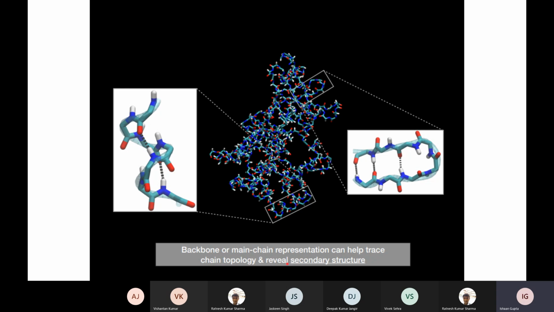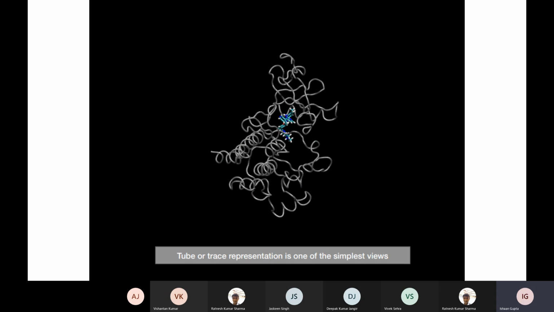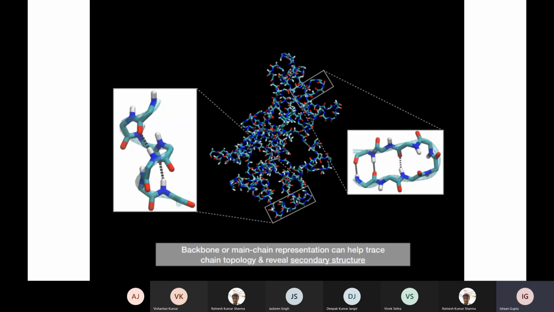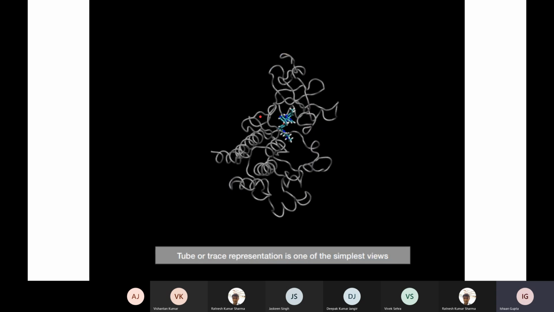Now, because you can reveal these secondary structures, you can impose the secondary structure representation onto these backbone figures. All right. How do you do that? First, you just get rid of all these molecular representations and you only show carbons, right? You connect all the carbons together and you make what's called a tube representation.